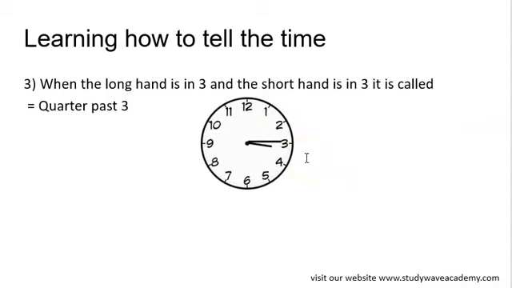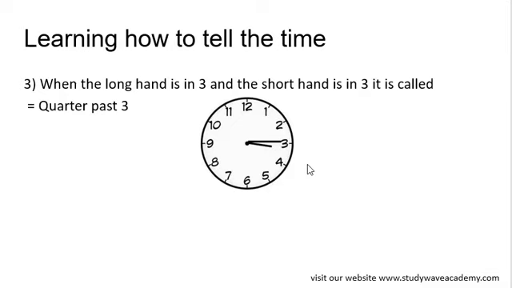Good. We have another example here. When the long hand is in 3 and the short hand is in 3, it is called what? Quarter past 3. The two hands are in 3, the long hand and the short hand. The long hand is the minute hand and the short hand is the hour hand, and the hour says 3. So it is quarter past 3. Okay? I hope we can do this on our own right now. Good. We're going to move over to the next example.